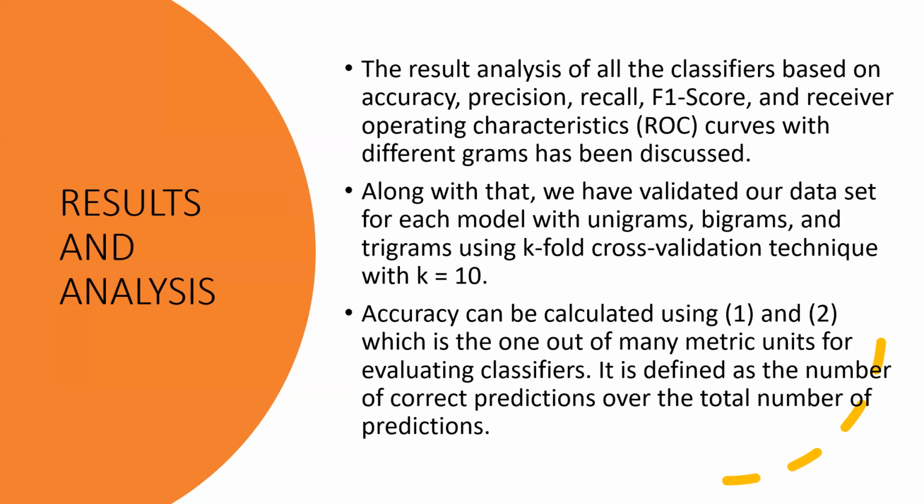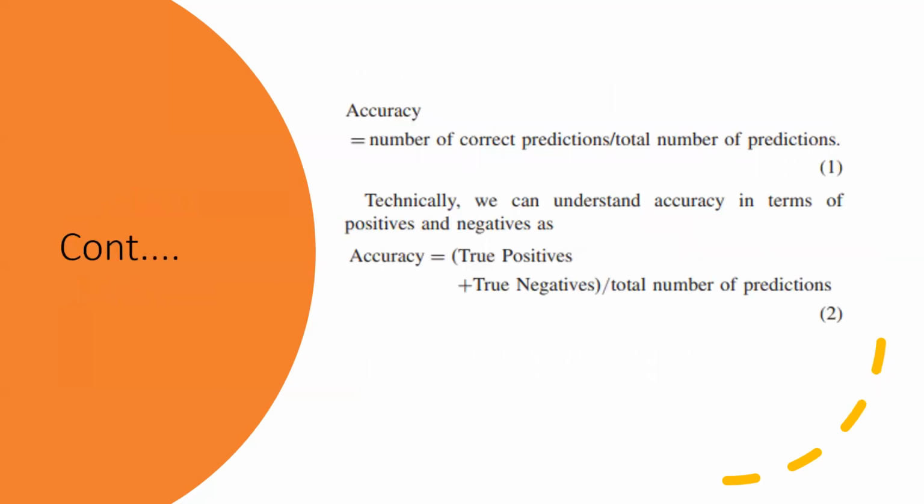Accuracy can be evaluated using equations 1 and 2, which is one out of many metrics for evaluating classifiers. It is defined as the number of correct predictions over the total number of predictions. Accuracy. The metrics, first of all, what are metrics? They are measurements. If you want to say what is the distance from home to school, you will say some kilometers. Kilometers is the metric for measurement of distance. If you want to say what is the mileage of your bike, you will say 50 kilometers per liter. These are metrics.